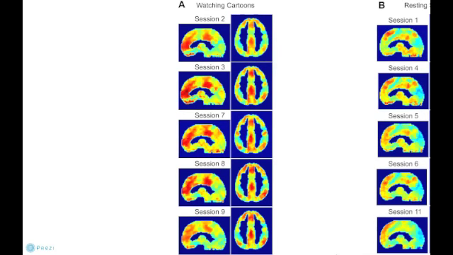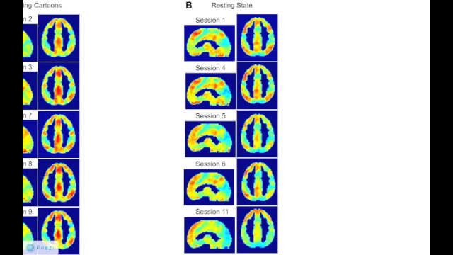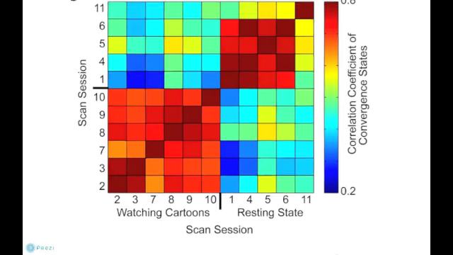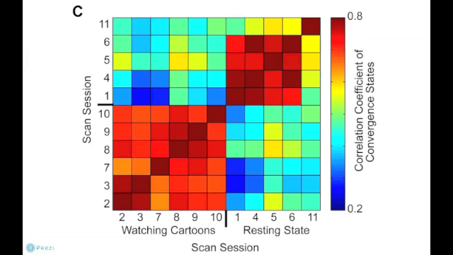With the cartoon watching task, there was a high reproducibility for all sessions in which the subject was engaged in this task. At the same time, when the subject participated in resting state acquisitions, there was a clear similarity in the convergence patterns of the brain activity from these tasks. When we correlated the cartoon scans with the resting scans, it was very obvious that each particular task was clustering with a high correlation to other scans obtained during the same task.